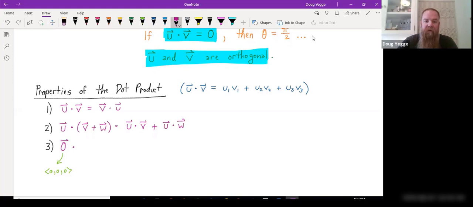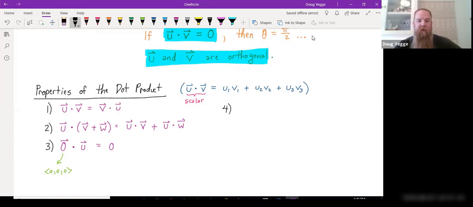But if I were to take the 0 vector and dot it with any other vector, well, considering one of these components will always be 0, 0 times anything is 0, which is why I'm left with the 0 vector. I'm sorry, not the 0 vector, just 0. Because a dot product is a scalar. So always keep in mind that taking the dot product of two vectors turns into a scalar again.